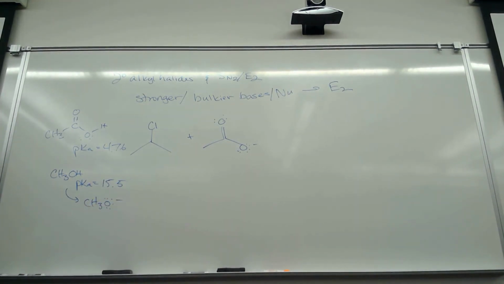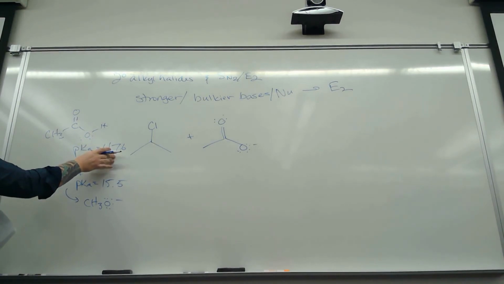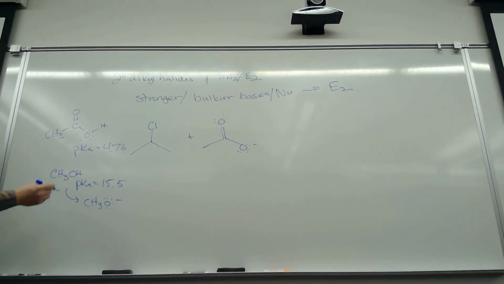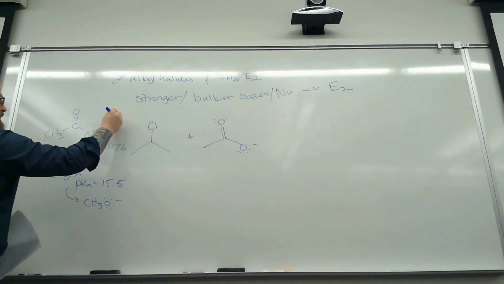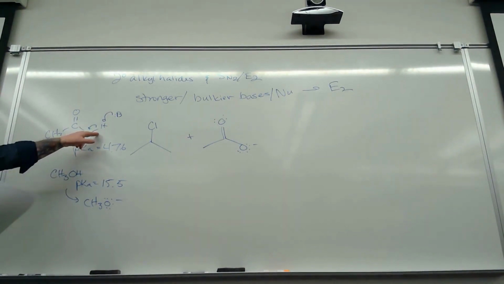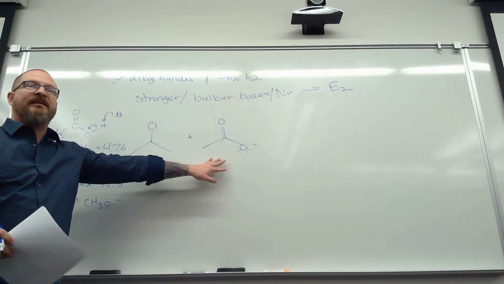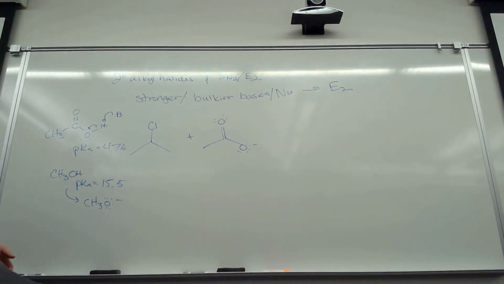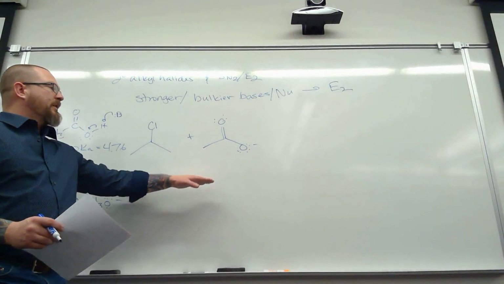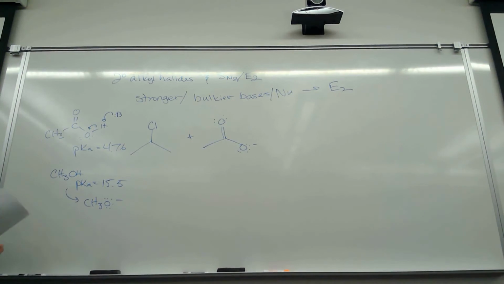So methoxide's an excellent base, and methanol is not a good acid. This acetic acid is a decent acid. It's not a strong acid, it's a decent acid. And when you pull that proton off, you get acetate, which is a decent base and nucleophile. It's not a fantastic one. So this is going to be less prone to try to pull a proton off of a beta carbon and more likely to act as a nucleophile in a substitution reaction.